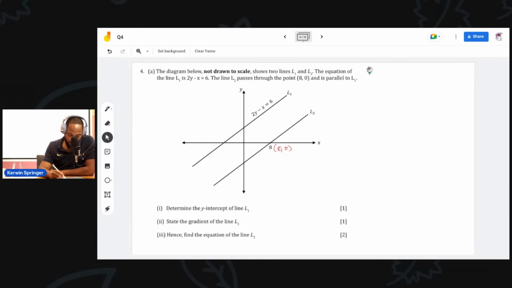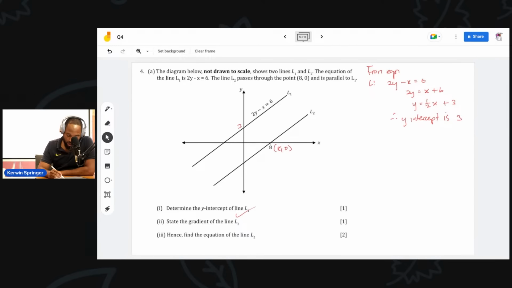So from the equation, L1 is 2y minus x is equal to 6. 2y is equal to x plus 6; I bring across the x. Y is equal to half of all of this, so you divide everything by 2. You get half x plus 6 divided by 2, which is 3. Therefore, the y-intercept is 3. That number there is 3.